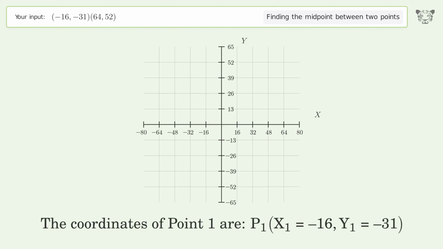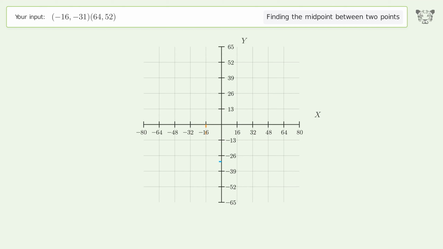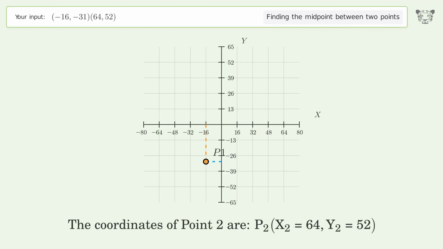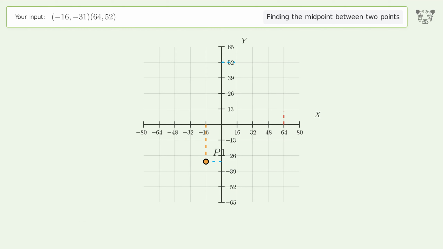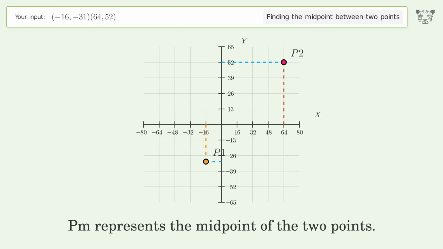The coordinates of point 1 are, x1 equals -16, y1 equals -31. The coordinates of point 2 are, x2 equals 64, y2 equals 52. PM represents the midpoint of the 2 points.